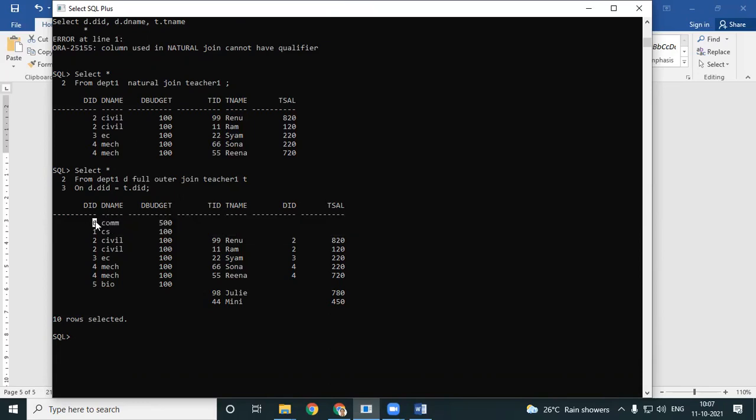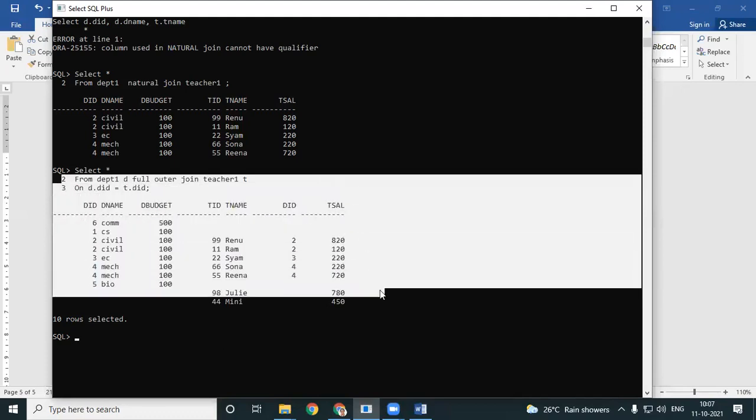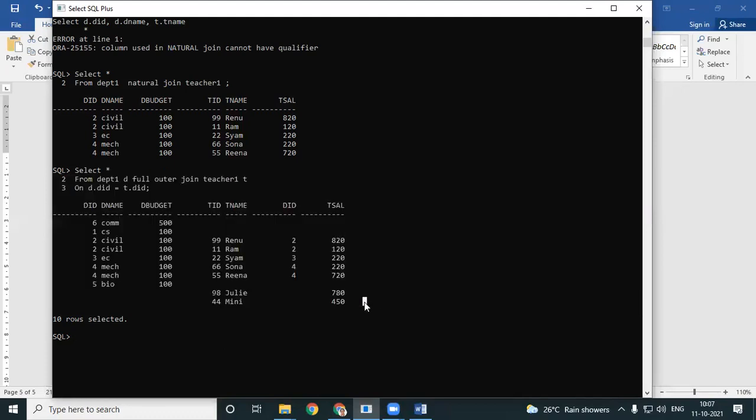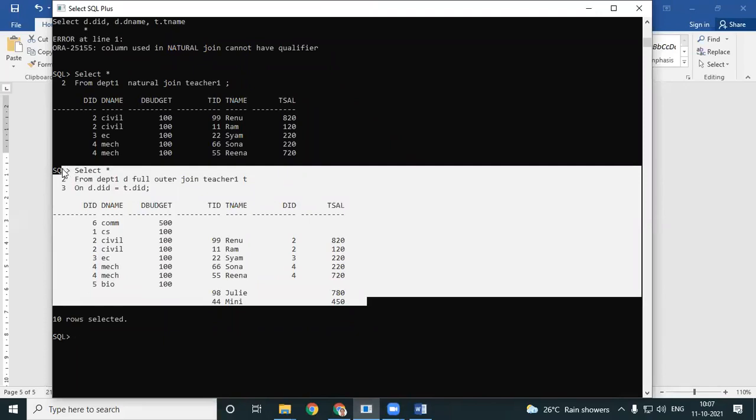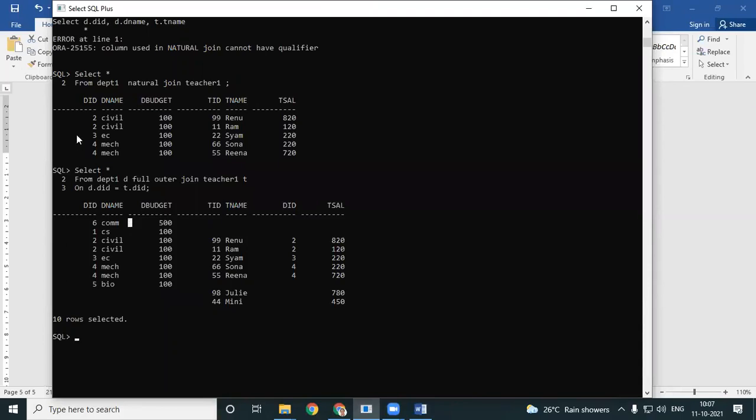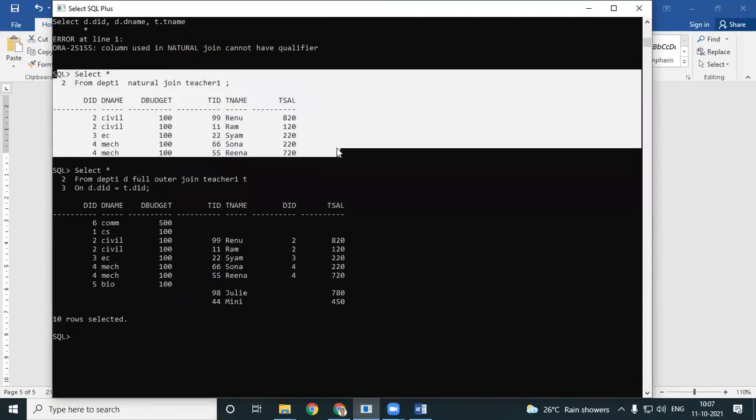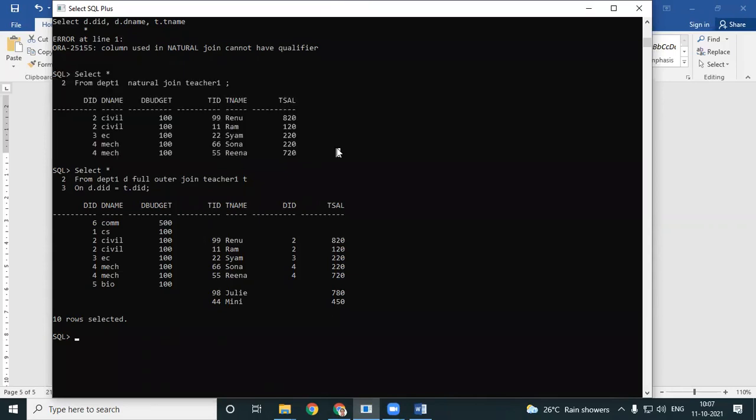Look here, commerce doesn't have a corresponding TID, tname, DID, T salary. CS also, no teacher has an entry. Bio also, no teacher has an entry. Julie does not have a department entry. Mini, she does not have a department entry. So in full outer join, you will have null values. There is no corresponding entry. Full outer join can have null values. In natural join, it will not have null values.